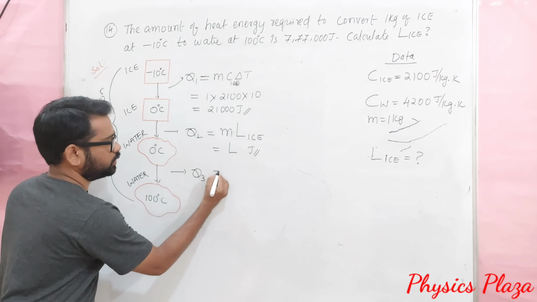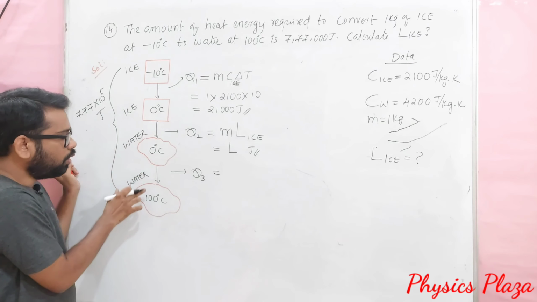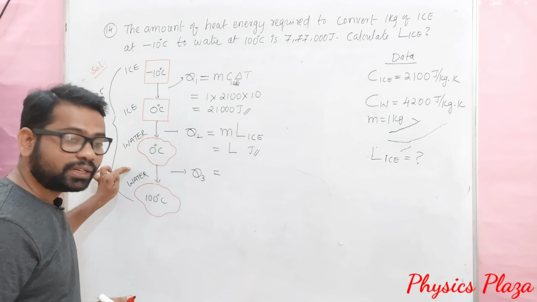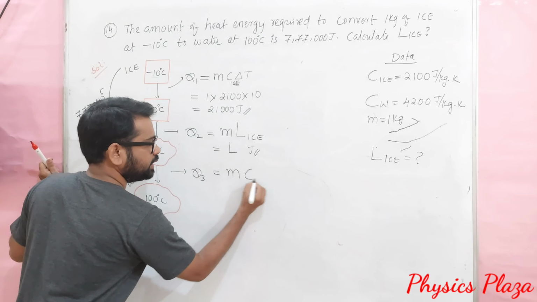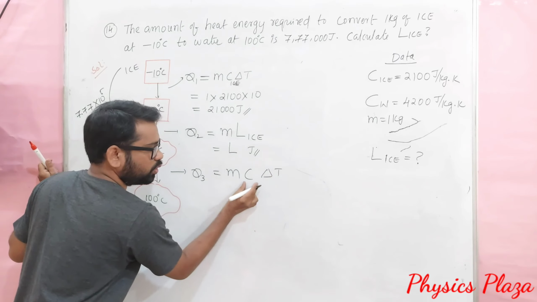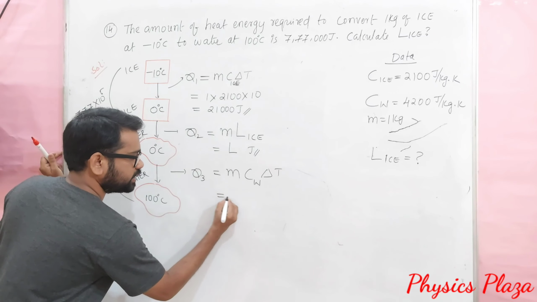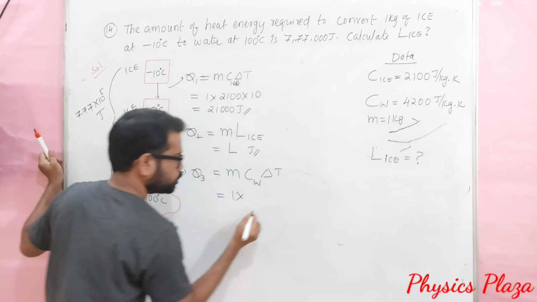Now let us calculate Q3. In this stage, we need the amount of heat required to change water at 0 degrees Celsius to water at 100 degrees Celsius. Children, there is no change in state, rather there is a change in temperature. So here we use mcΔT. Here c is the specific heat capacity of water. Mass is 1 kg, and the specific heat capacity of water is given as 4200.